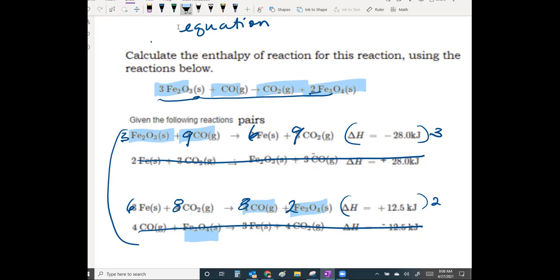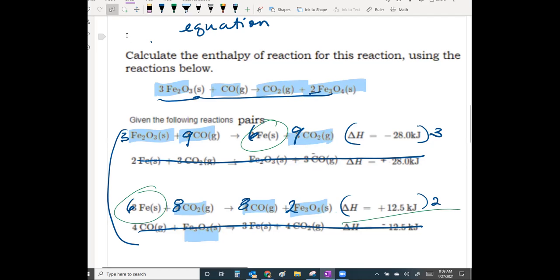And I need 1 carbon dioxide. On the product side, I have 9 here, I have 8 here. They cancel each other out and I end up with 1. And then the only thing not accounted for is the 6 irons, but they don't need to be in that equation because they cancel each other out. And then you just add these guys up. Okay?